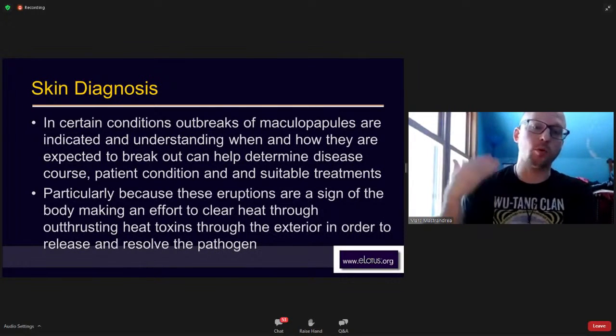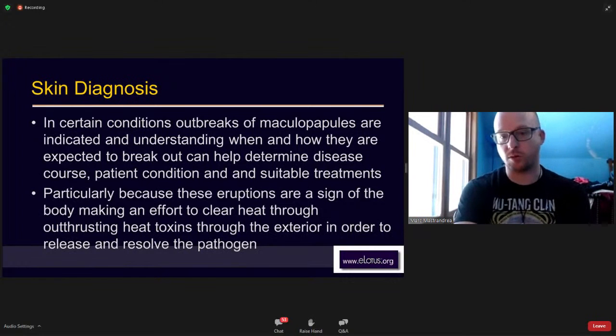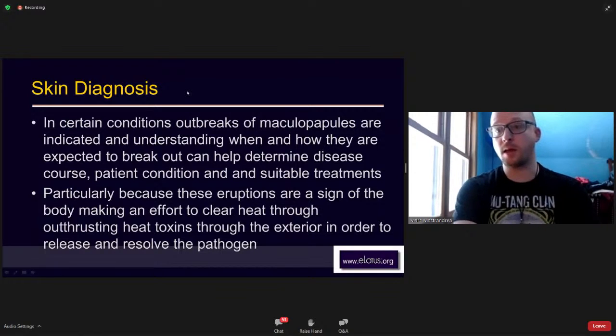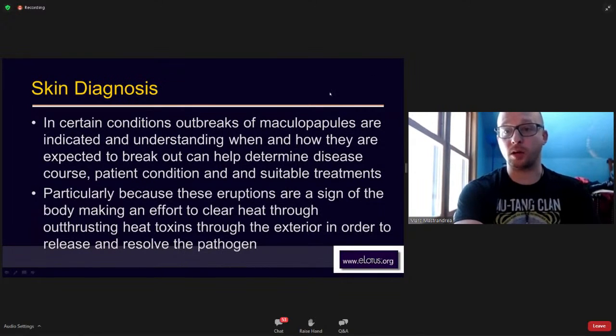We want to support this, right? We mentioned yesterday we can use certain dietary measures. We mentioned coriander yesterday as one, but also needling to help outthrust from the chi level, right? To help outthrust things. That's a big, important treatment principle in this case.